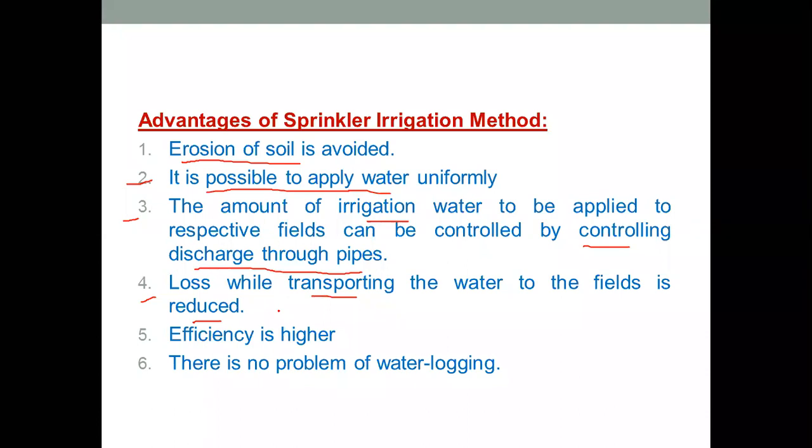But in the case of the sprinkler irrigation method, our source of water is the well or a tube well. So we pump the water out with the help of pipes, and then from there the water is transported to the agricultural field through the pipes itself. As the water is transported through pipes, first there is very little or no loss due to evaporation, and second there is no loss due to percolation.